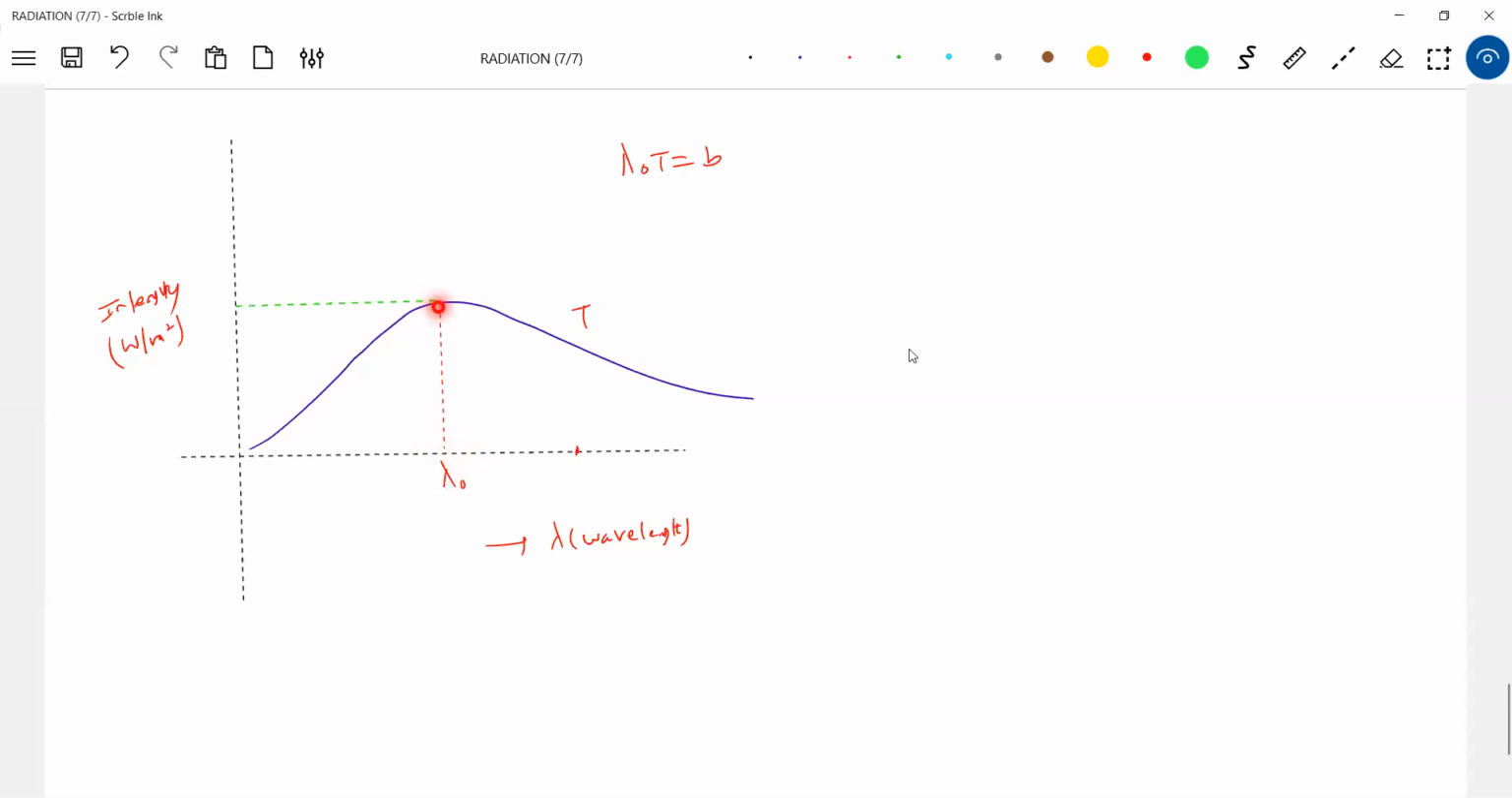Why does a red hot iron rod appear red? If you increase the temperature further, it becomes orange, and if you increase it further, it becomes yellowish. What is the meaning of that? We can use Wien's displacement law.